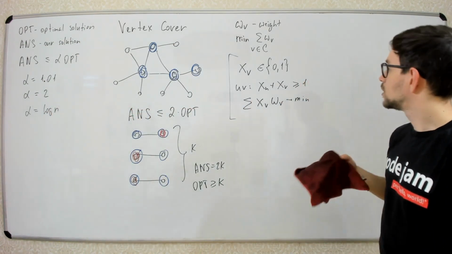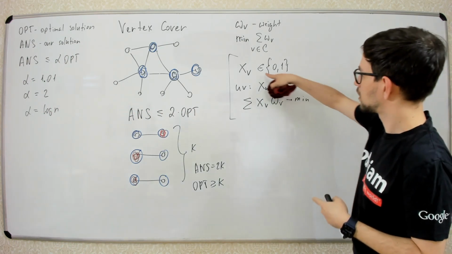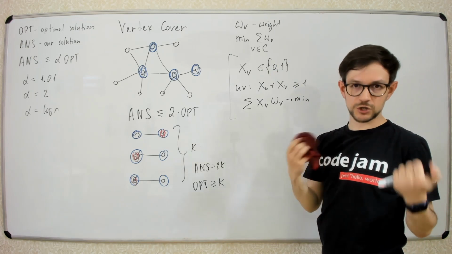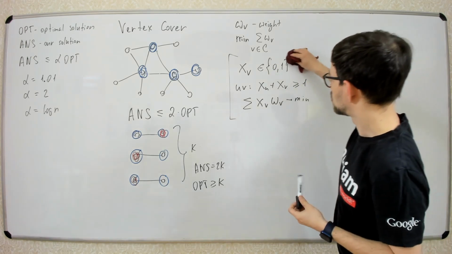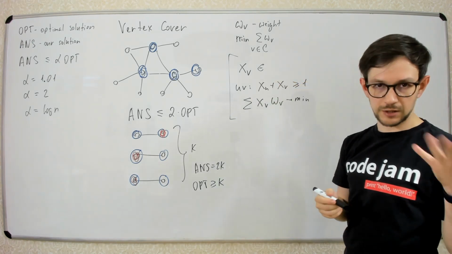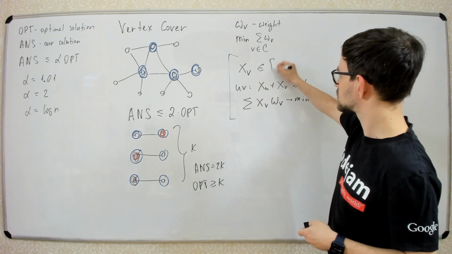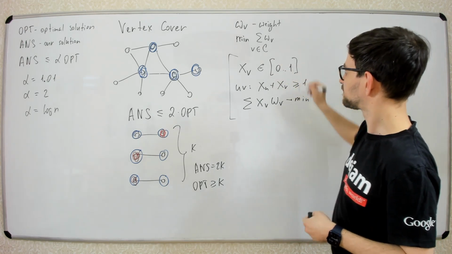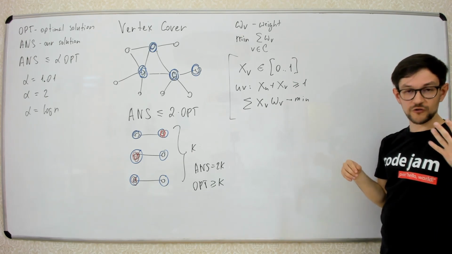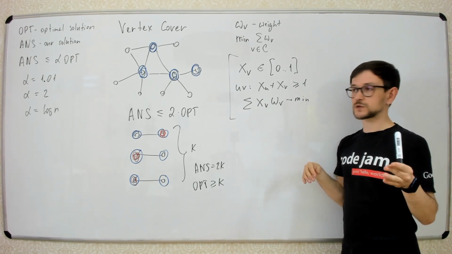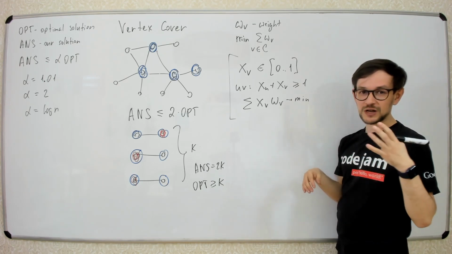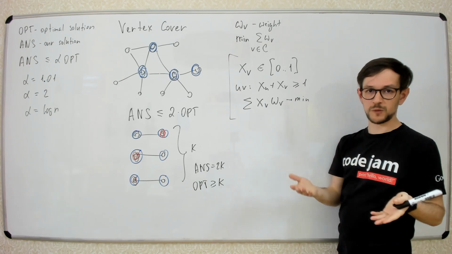But what you can do, you can modify these things. You can think not about integer solutions, but about any solutions. So what if we say that x is not an integer variable, but it can be some real variable, so it belongs to the set from 0 to 1. Then this is a real number problem, a linear program.